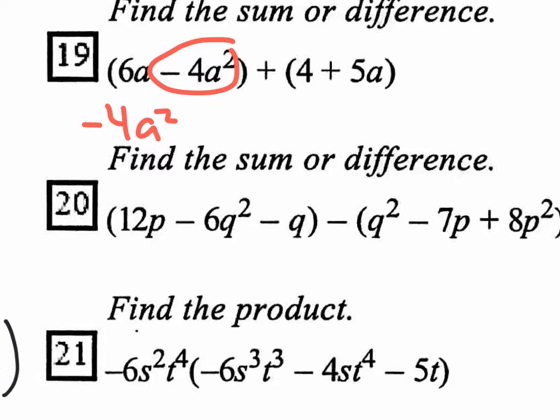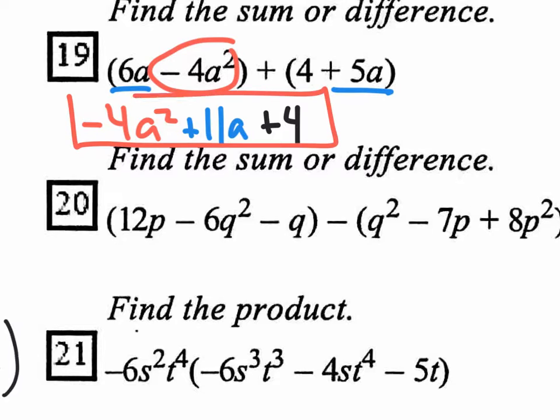But then you move on to your a's. You have a 6a right here, and then plus 5a right there. Because there's a plus sign between them, I don't have to worry about changing any signs. I just start combining like terms. So what is 6a plus 5a? Positive 11a. Don't forget to put that positive in front. And then, are there any regular numbers? Yeah, there's a 4 at the very end, so let's just bring down that positive 4. And ladies and gentlemen, this is your final standard form quadratic trinomial. Just finding the addition, you're just combining like terms.